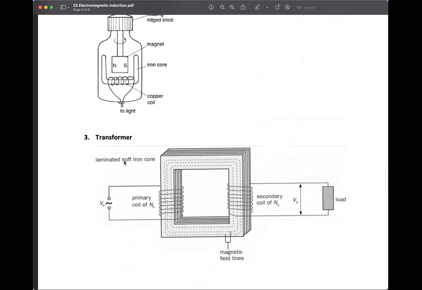This is the example of a transformer. Your current is AC current. The ratio of the number of coils, NP to NS, is the same as the ratio of the voltage of the primary to the voltage of the secondary. So these two are the same. When you have more coils on the secondary, your voltage will be higher on the secondary. Is that clear about this? Do you all have any questions?